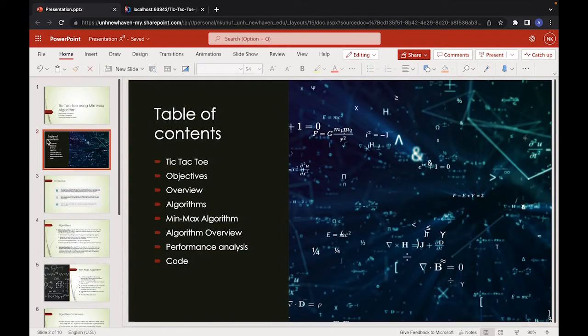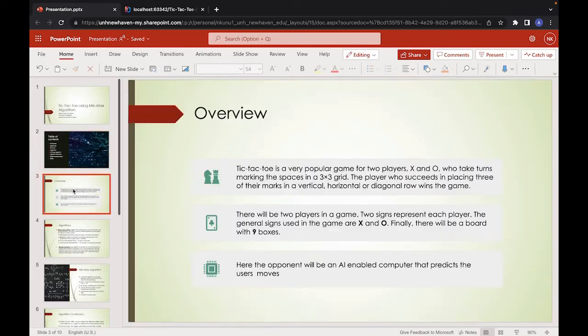So we'll be discussing the tic-tac-toe game, the objectives of tic-tac-toe, the overview, and the various algorithms where we can represent the tic-tac-toe game, and we are using the MinMax algorithm. We'll briefly discuss what we are actually doing in this MinMax algorithm, and later on we'll go ahead to look into the overview of the algorithm and how the code is working.